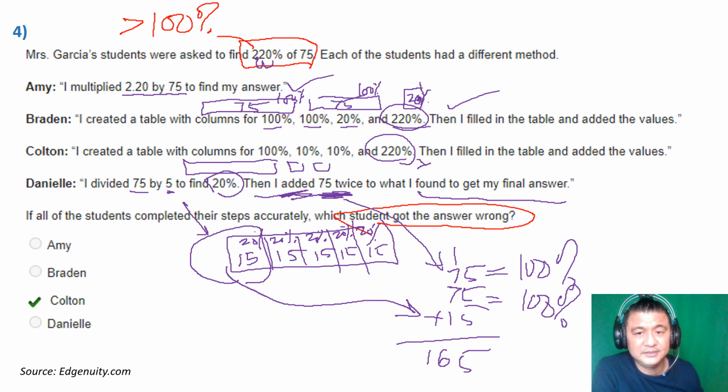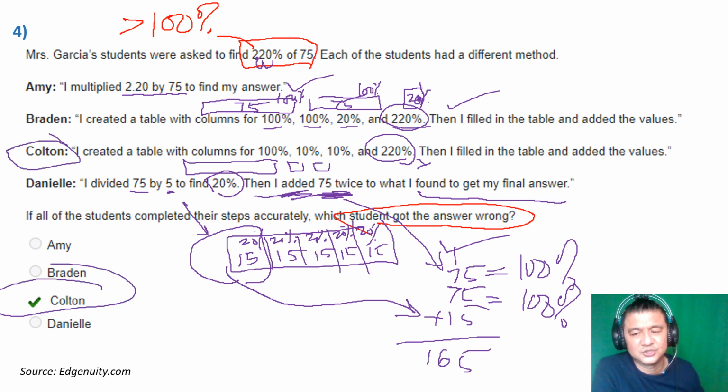That still makes sense. Check. So which one doesn't make sense? It's Colton. Therefore, this is the answer. All right, so hopefully you will solve more problems and have the confidence. Good luck.